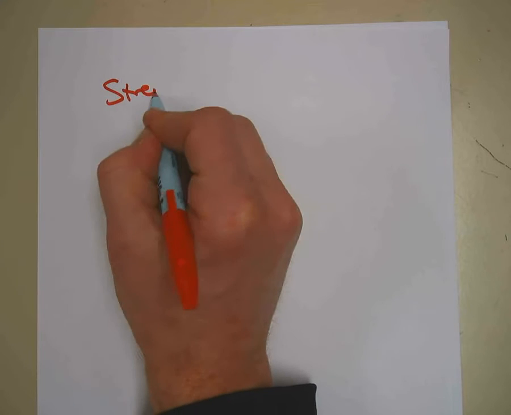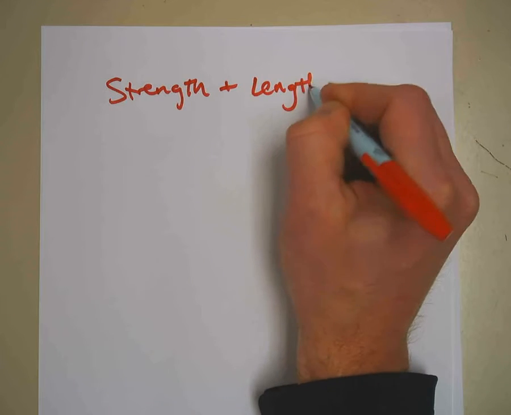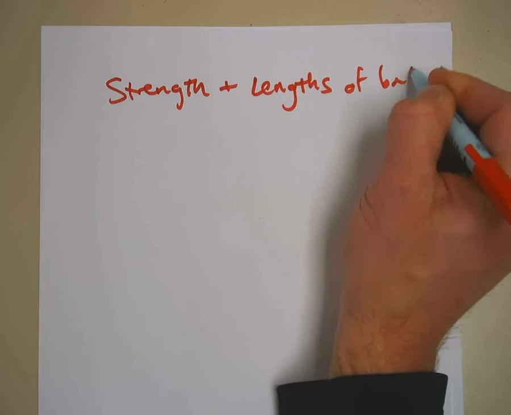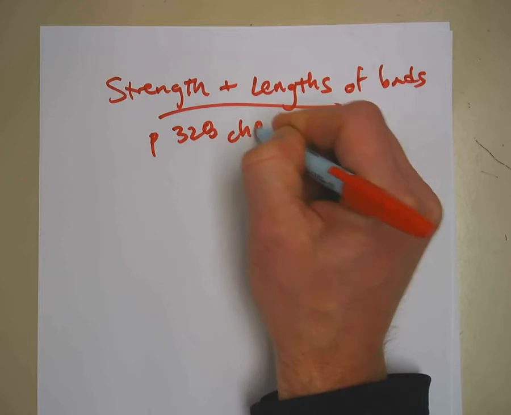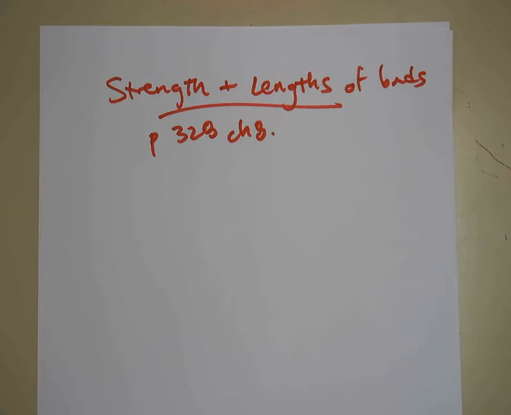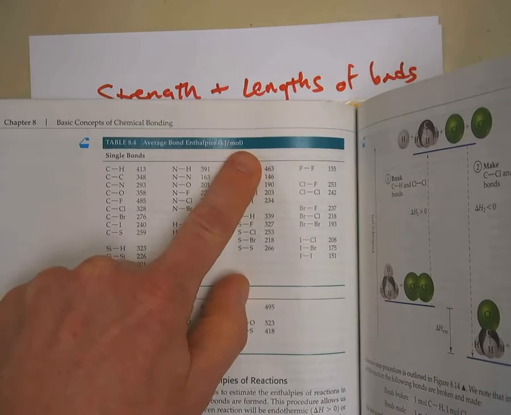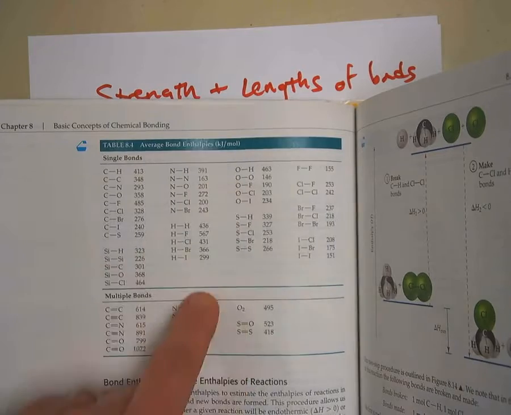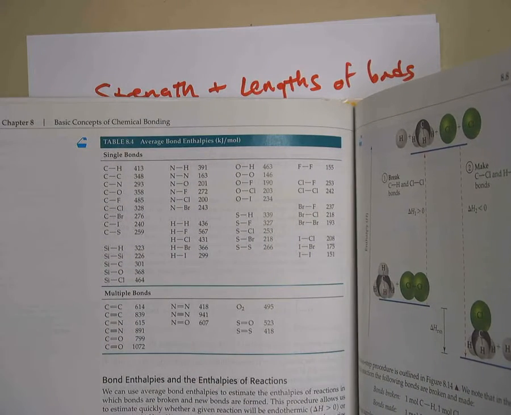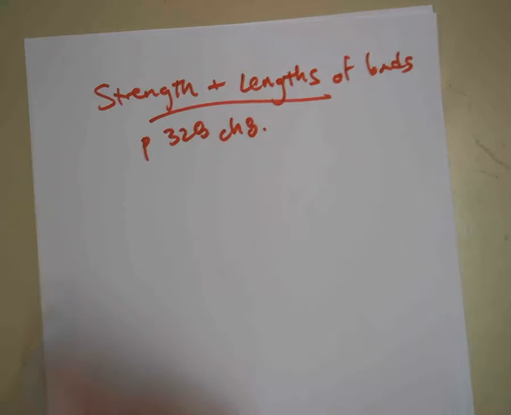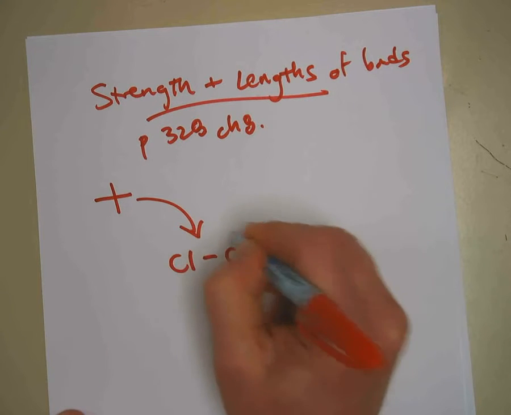Lastly, let's talk about strengths in Chapter 8. Strengths and lengths of the bonds. And this is on page 328 of your Chapter 8 in Brown-LeMay-Burdge. They've got a table right here of average bond enthalpies. Notice they're given in kilojoules per mole, and notice every single number on there is positive. Why is it positive? Because you need to add energy to the bond to break it.